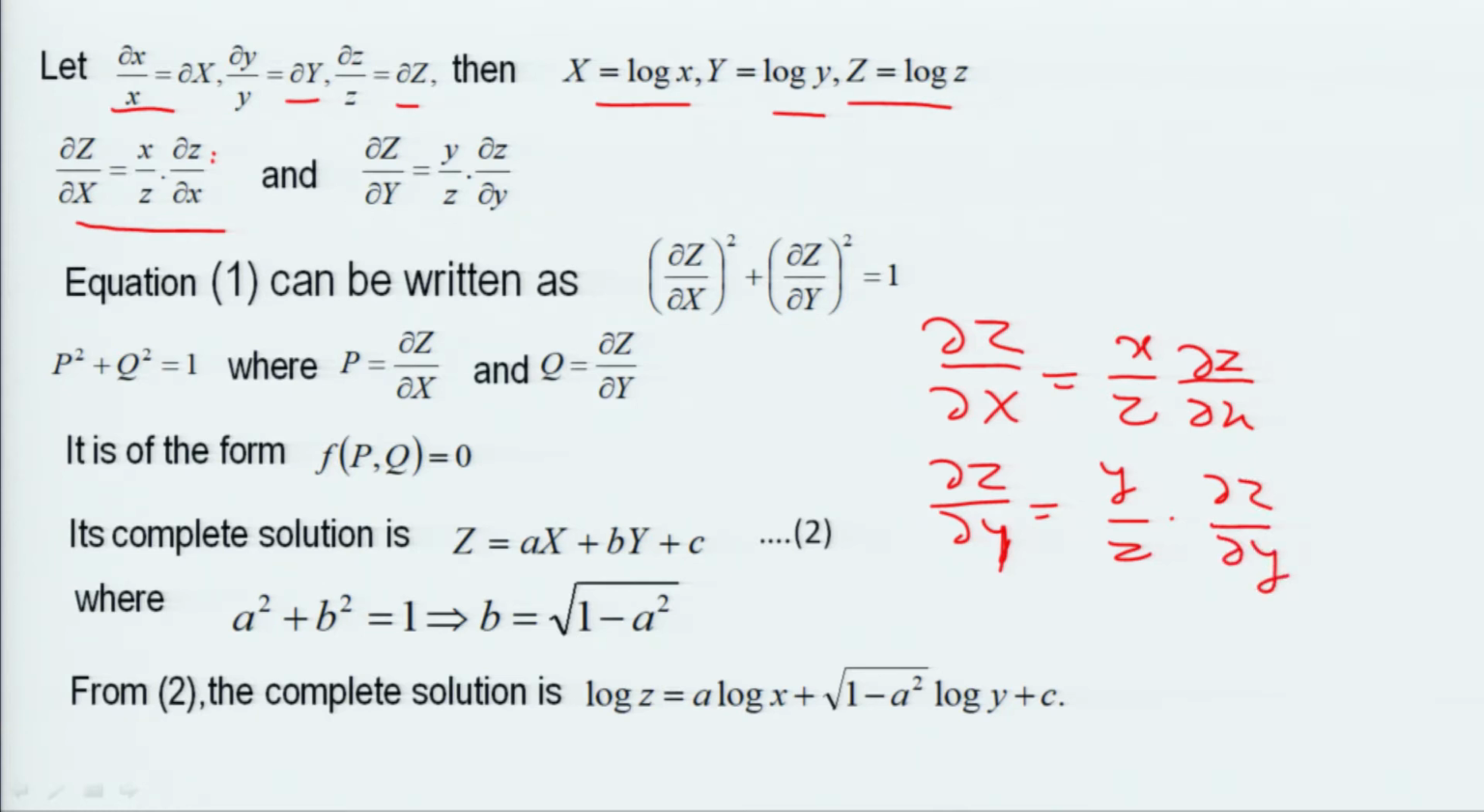Putting the equation, we get del z upon del x whole square plus del z upon del y whole square equals 1. We know that small p is del z upon del x. So we assume that del z upon del capital X is equal to capital P, and putting here, that is p square plus q square is equal to 1. This is an equation of type first.